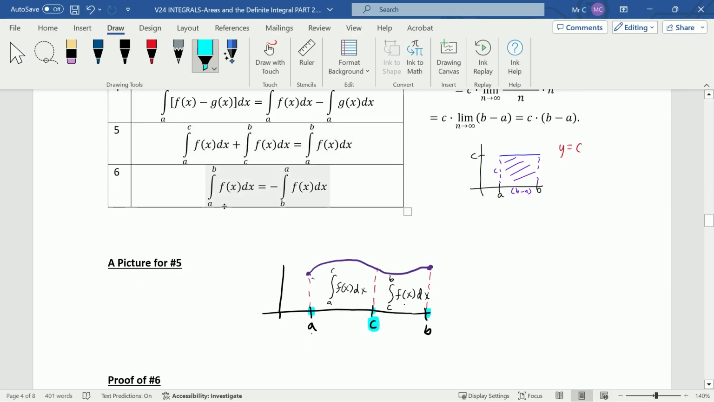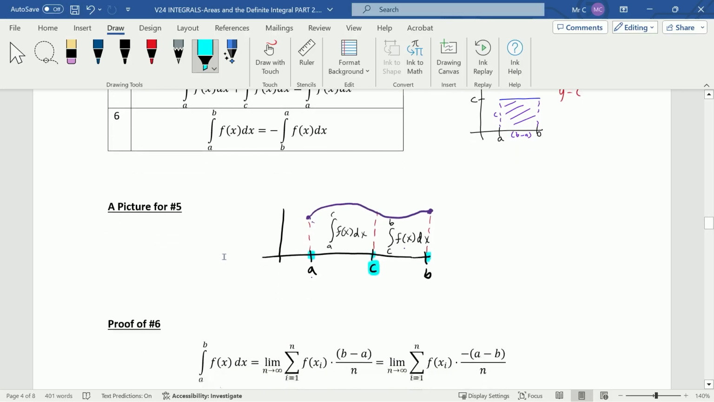And the last one, the integral from a to b of f of x dx, is the negative of the integral from b to a of f of x dx. In other words, if I switch my bounds, I make the integral negative.